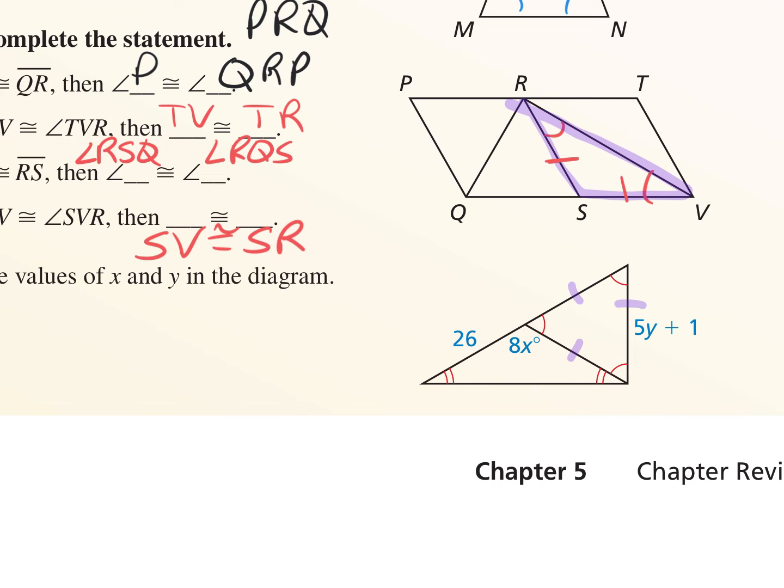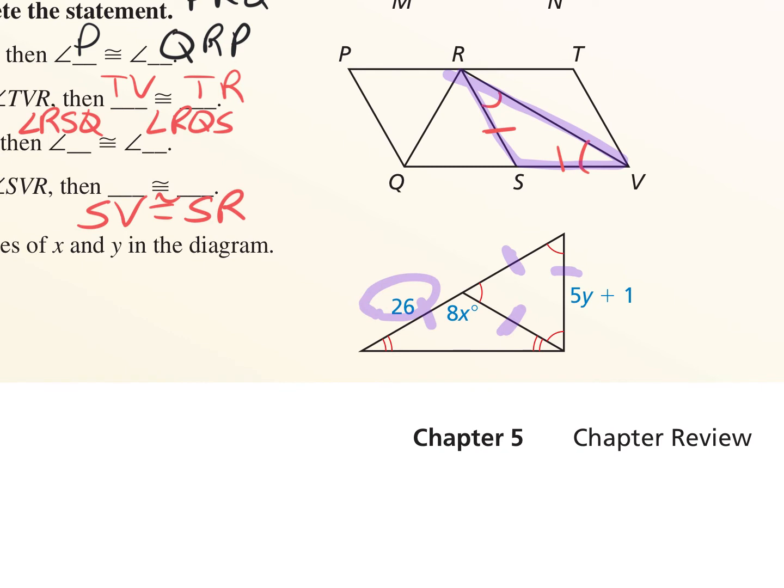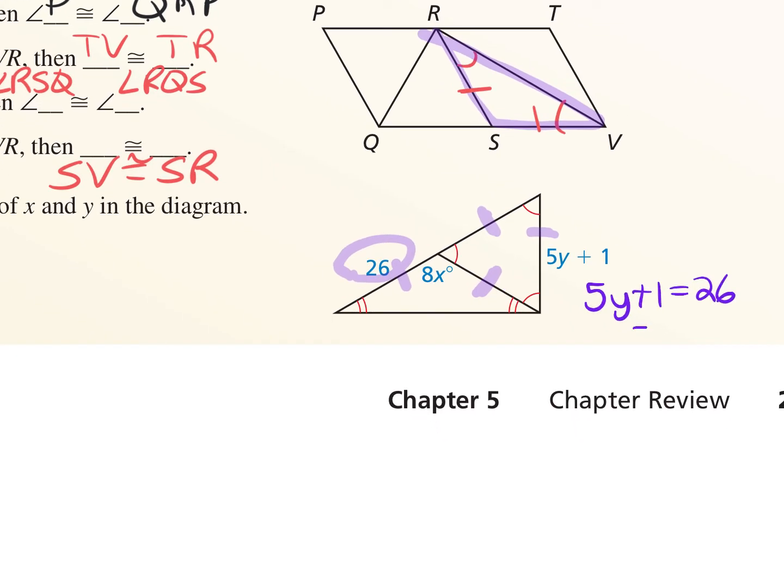And then this triangle over here, notice I've got congruent base angles. So then this also tells me that the sides opposite them are congruent. So then this one is going to be congruent to this one. So now all of the purple dashes are the same size. And notice this purple one has a length on it. So in order to find the value of y, I'm going to set 5y plus 1 equal to 26. So I can find y by subtracting 1. 5y equals 25, divide by 5, and y equals 5.